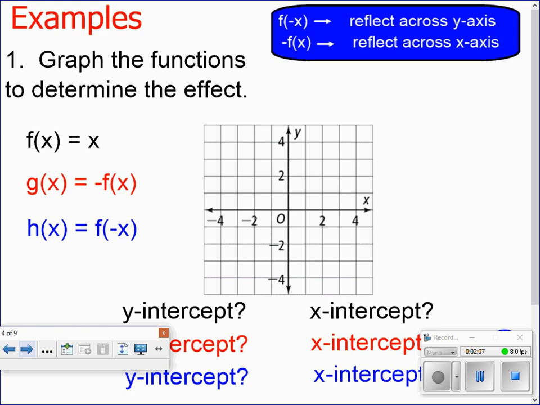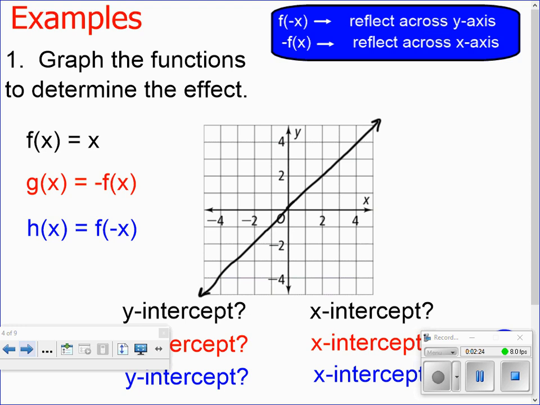So let's look at our parent graph, f of x equals x. So remember that when we're looking at our parent graph, it is f of x equals x. So this is what our parent graph is going to look like. It goes through the origin and has a slope of 1.